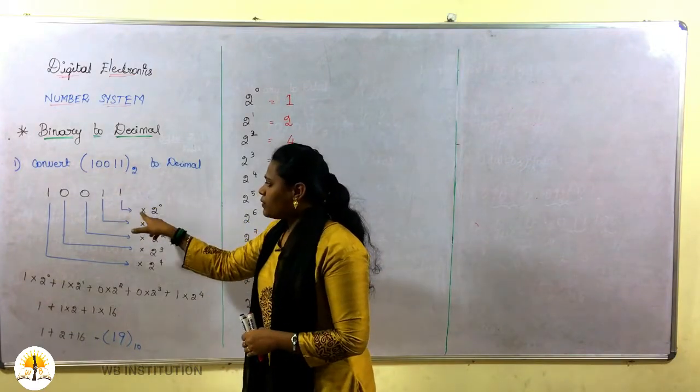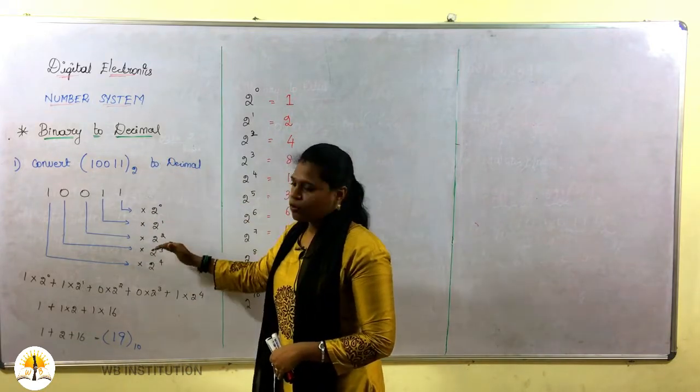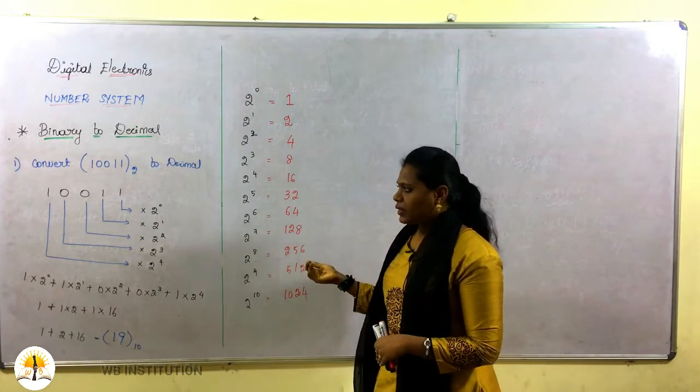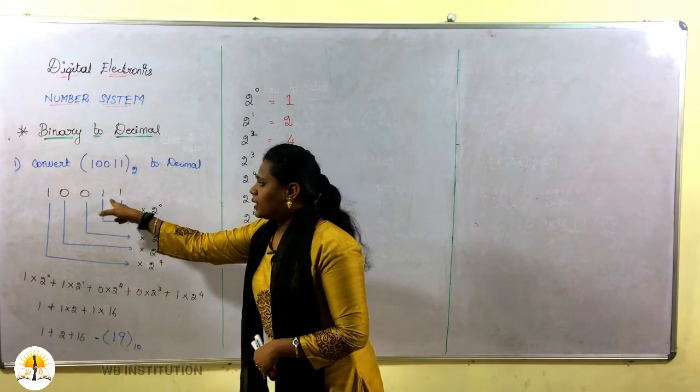So just take this one. The first bit needs to be multiplied with 2 power 0. So how many bits are there? You need to multiply each one. If more bits are there, you need to multiply with 2 power 6 or 2 power 8, anything. So first this one goes for 2 power 0, and then the next one.